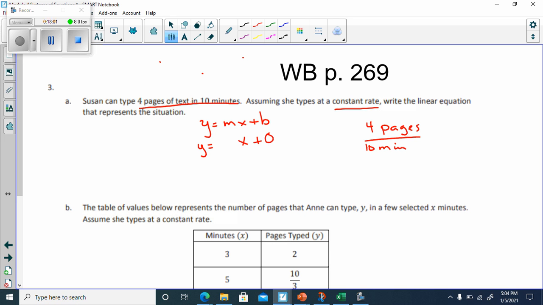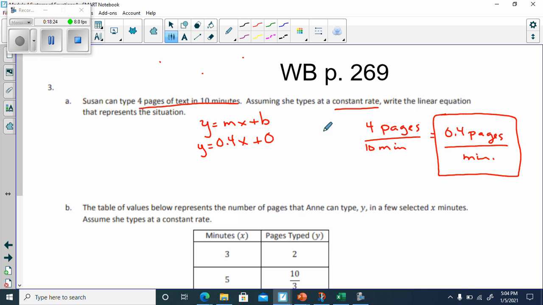Okay, if you divide that, you're going to wind up with 0.4 pages per minute. In other words, less than half a page per minute. 4/10 of a page per minute. Okay, there's our equation. Here is her rate, 4/10 of a page per minute. This is for Susan.